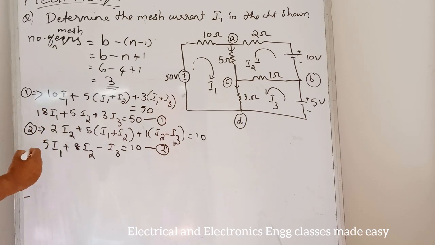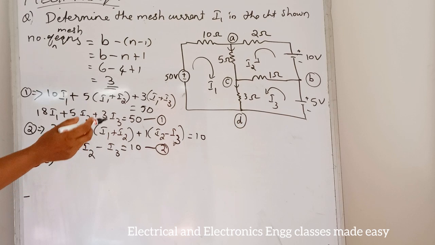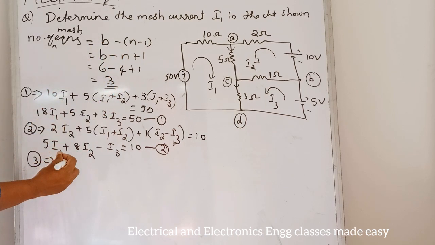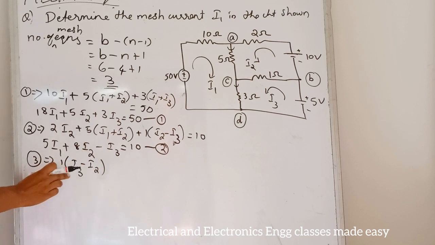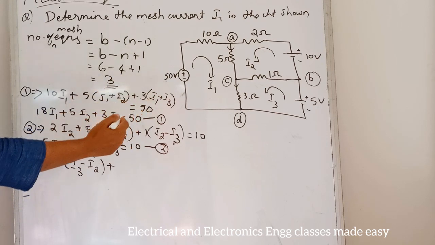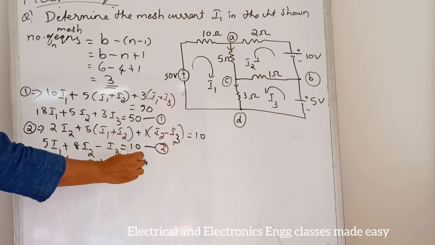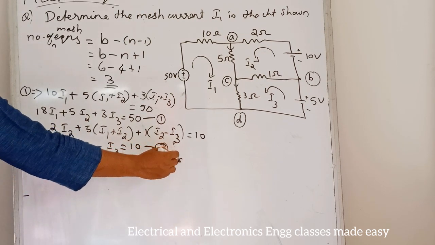Now consider the third loop. In the third loop, through the 1 ohm resistor, current flowing is I3 minus I2. So we can take that one as positive. Then 1 into I3 minus I2. If we take I2 minus I3, then this one will be minus. So 1 into I3 minus I2, then plus through the 3 ohm resistor, 3 into I1 plus I3, is equal to the voltage source, which is 5.